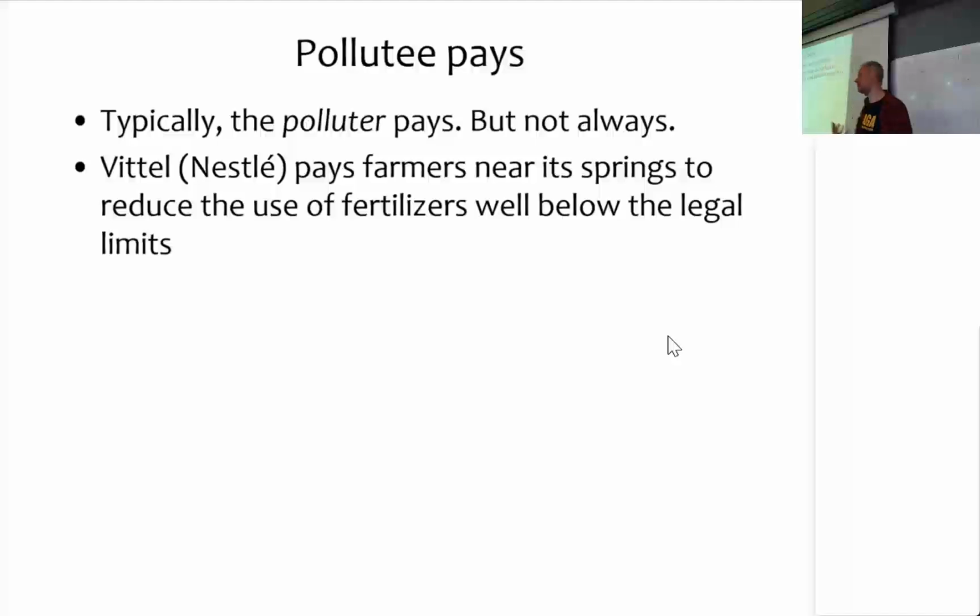And the farmers were absolutely in the right here, right? I mean, the amount of fertilizer, the amount of pesticides that they used was perfectly within the legal limits. It's just that it was not within the limits to sell mineral water, which is not what the farmers were doing.